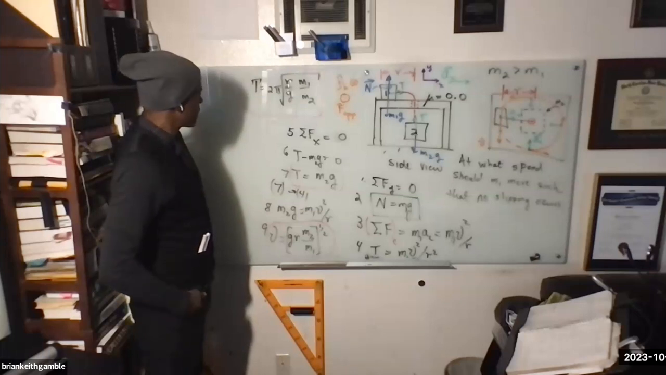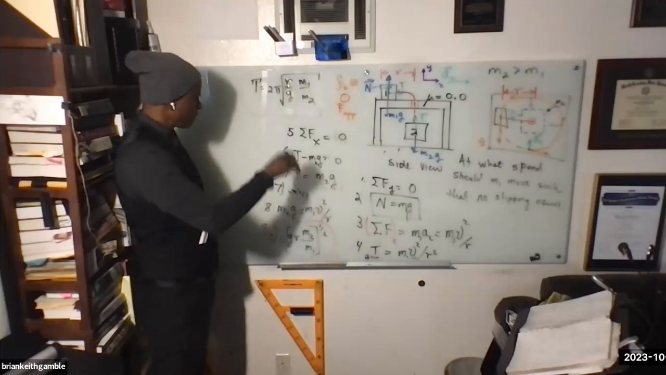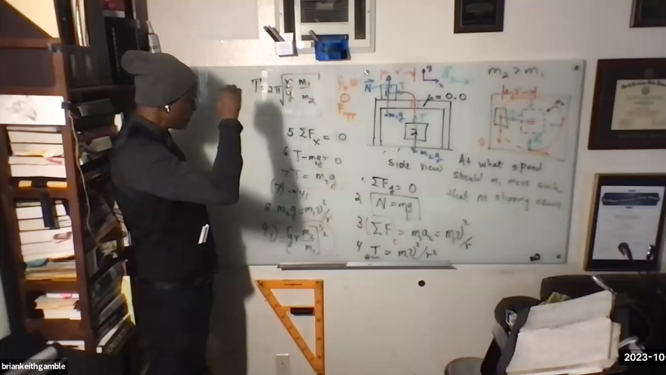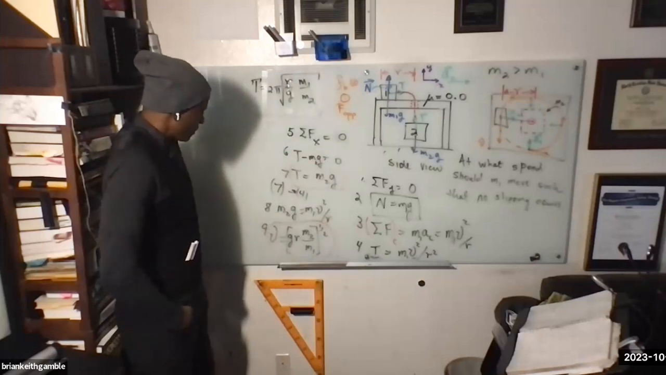Wait a minute. How did I get g in the denominator? Oh, yeah, because I divide through, right? The period is going to be 2 pi r over the velocity. So that's where it comes from.